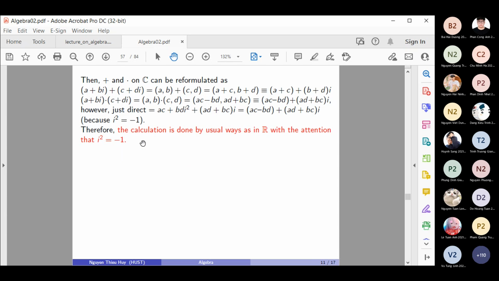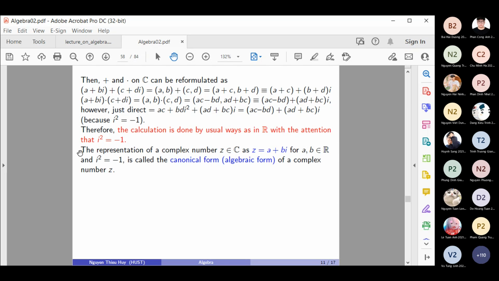Okay, this is good. This is the way, now it's easy for you. Maybe you already knew this in high school. What is going on next plays a role as review, so that you can do computation easily. So here I remind you of the names. This number i is called the imaginary unit. And the representation of z as z equal a plus ib is called the canonical form or algebraic form of a complex number z.